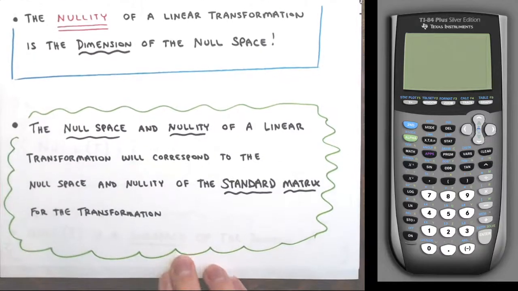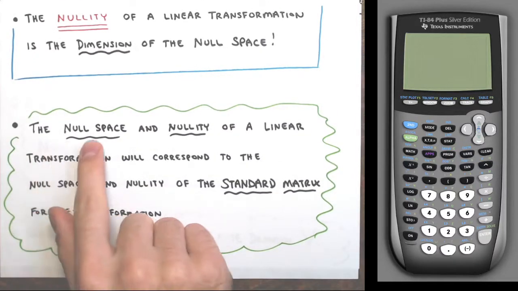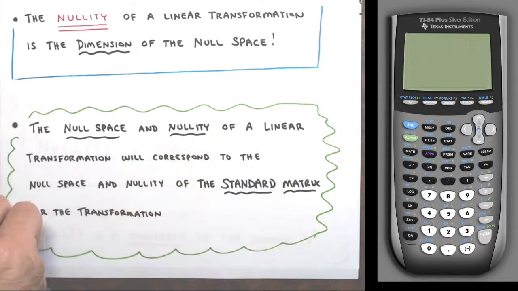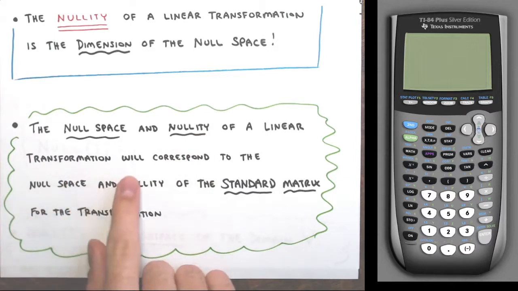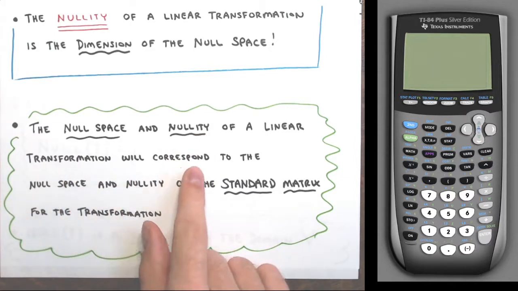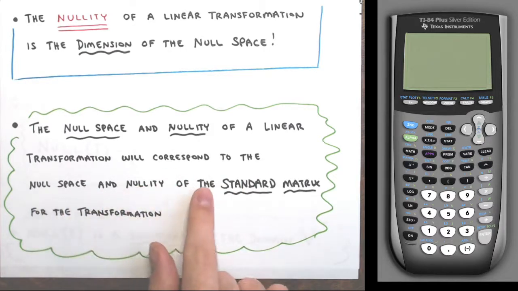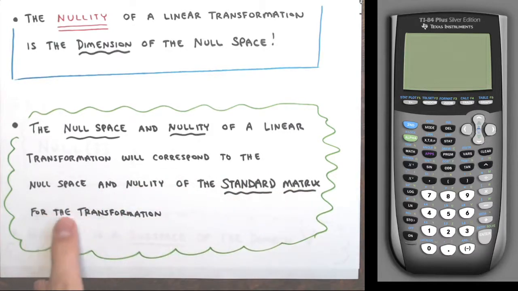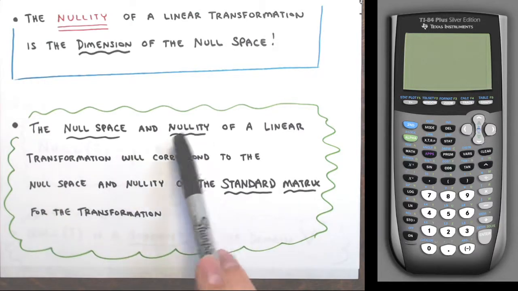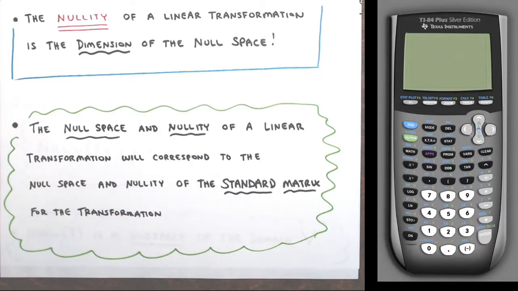So I've got this note here. The null space and nullity of a linear transformation will be related to the null space and nullity of the standard matrix for that transformation. Okay, so I'll work through both.